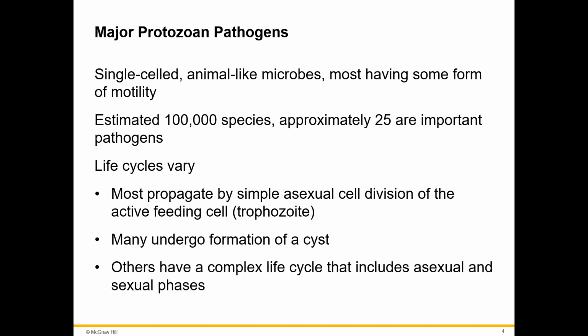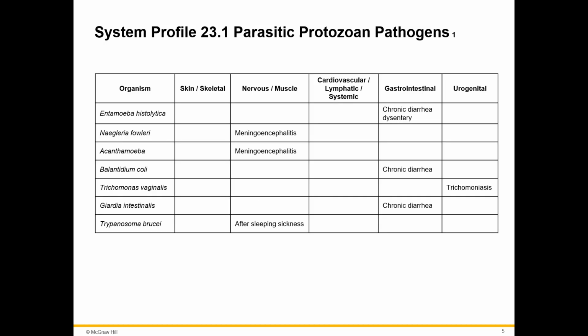We call this a troph, right? Troph for short is what I'm having y'all know, but trophozoite is the full word. And then they can undergo the formation of a cyst. They can become a cyst, and others have more complex life cycles. These can include asexual and sexual phases. And we're going to be looking at these different protozoans that are pathogens. So here's just a little overview.